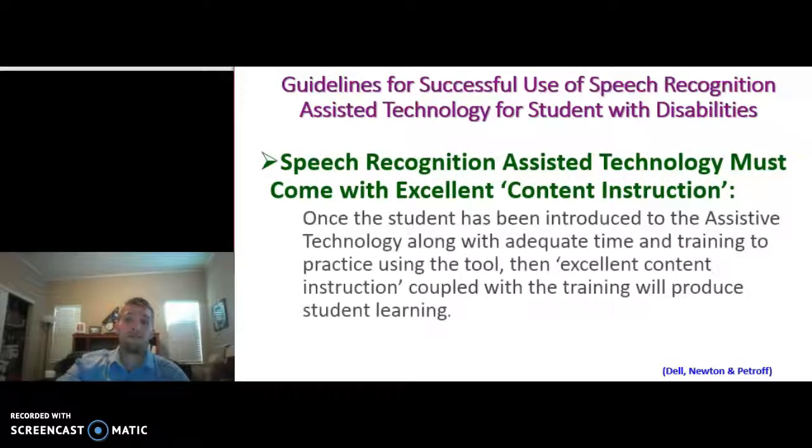Speech recognition assisted technology must come, again, with excellent content instruction. Once the student has been introduced to assistive technology, along with adequate time and training to practice using the tool, then excellent content instruction coupled with the training on the assisted technology tool will produce student learning.